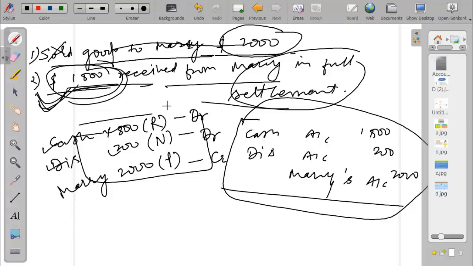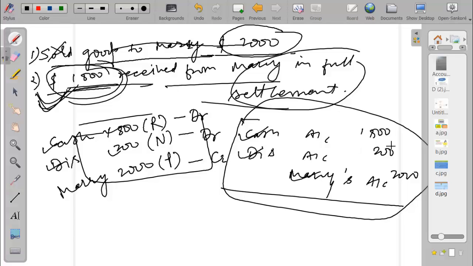Okay? Then apply the rule and decide which will be debited and which will be credited. Here cash is coming, so debit what comes in. Discount is loss, so debit all losses. And Mary is the giver, so credit the giver. Done? After doing this, first record the debit items. Here the debit items are cash and discount, and then record the credit item. Is that clear? So this is how we will record this type of transaction.